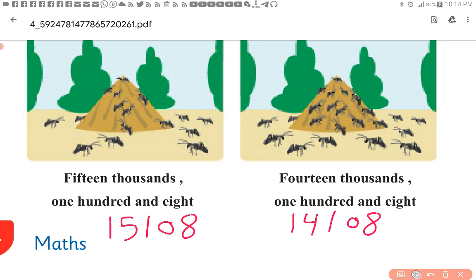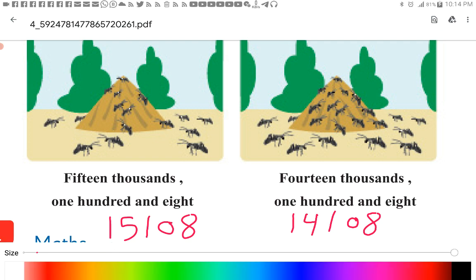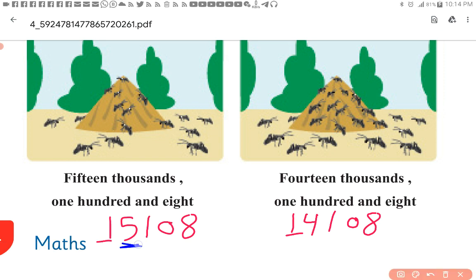Here 1, here 1, and here 1. Then here 5, here 5, and here 4. Which one is greater, 5 or 4? 5 is greater, so we will put the sign greater than.